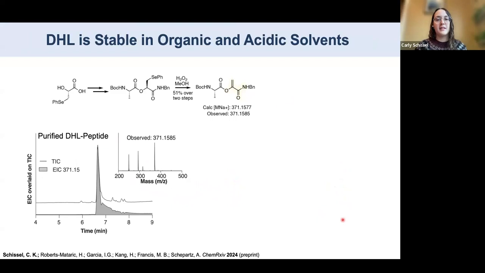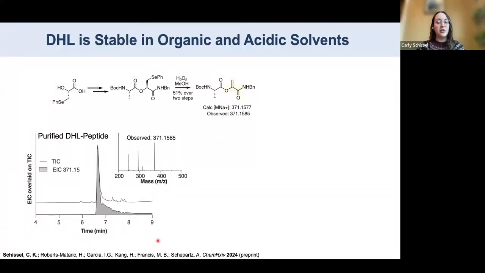So this model peptide is stable in organic and acidic solvents. So I was able to purify it by prep HPLC, and it gives this single peak here where the black line is the total ion chromatogram from LCMS, and the gray peak is the extracted ion chromatogram corresponding to the mass of the DHL peptide.